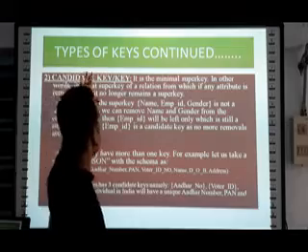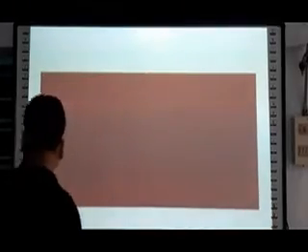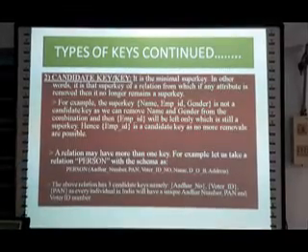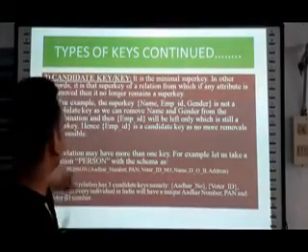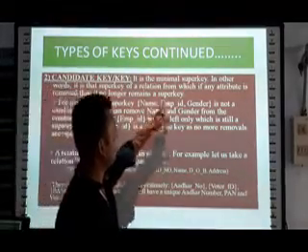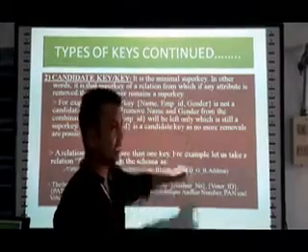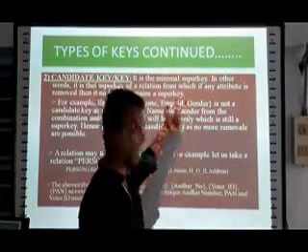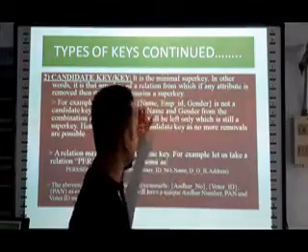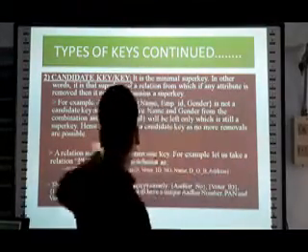Then such types of super keys are also known as candidate key or simply key. Okay, here I have taken an example. For example, the super key name, employee ID, gender. This is a super key because here, see, name and gender can be the same but employee ID cannot be the same. Correct? Now this is a super key, it is not a candidate key.